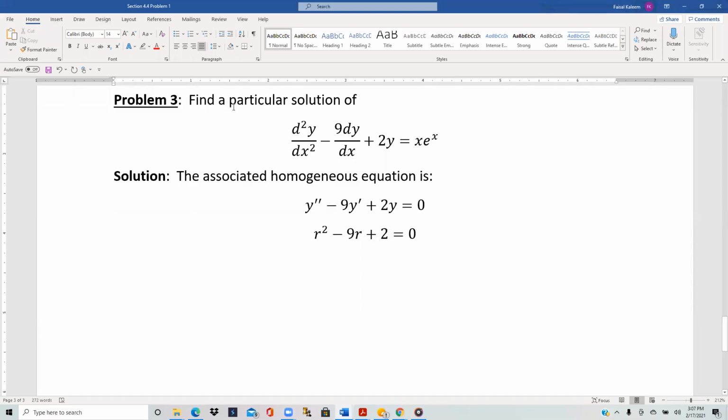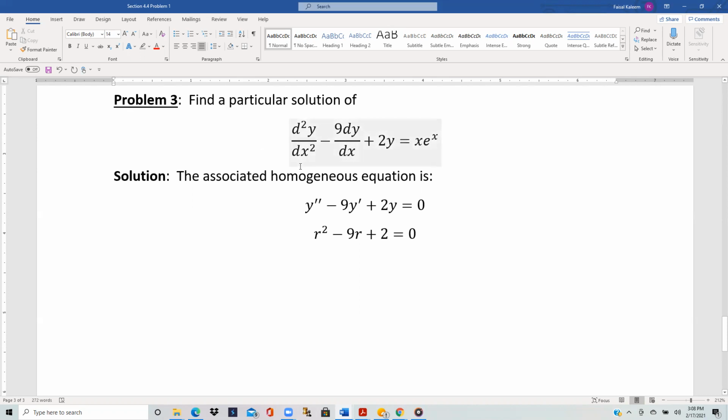Problem 3, find a particular solution of d squared y over dx squared minus 9 dy over dx plus 2y equals xe^x. Now, they've been using primes for the derivatives before, but in the first two problems, the y prime meant dy by dt. So in this section, they're kind of reserving the prime notation for dy by dt. So this time we have dy by dx. So they are actually using the full notation.